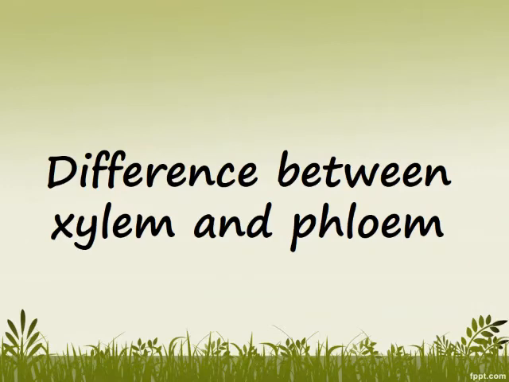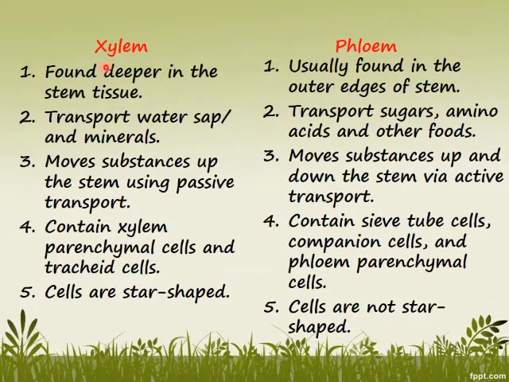Let's talk about the difference between both tissues. The xylem tissues are found deeper in the stem, and they transport water, sap, and minerals, moving substances up the stem using passive transport, which doesn't require any energy and only requires simple diffusion. They contain xylem parenchymal cells and tracheid cells.